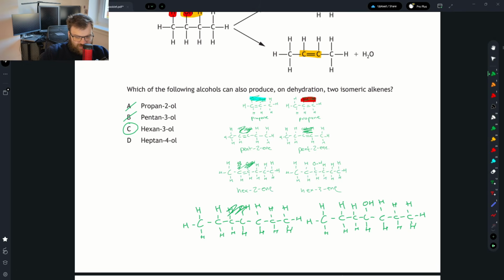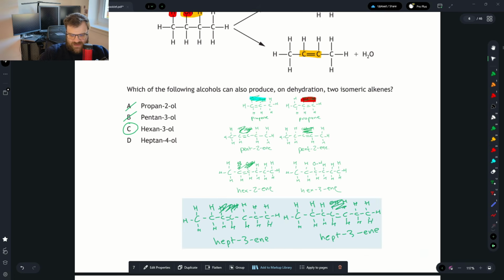Same as before, we can lose those 2 to put the double bond in the third position, hept-3-ene. But here, get rid of those 2. Again, 1, 2, 3, it would be this same chemical. So we do not have 2 isomers for this one. Not going to be our answer.